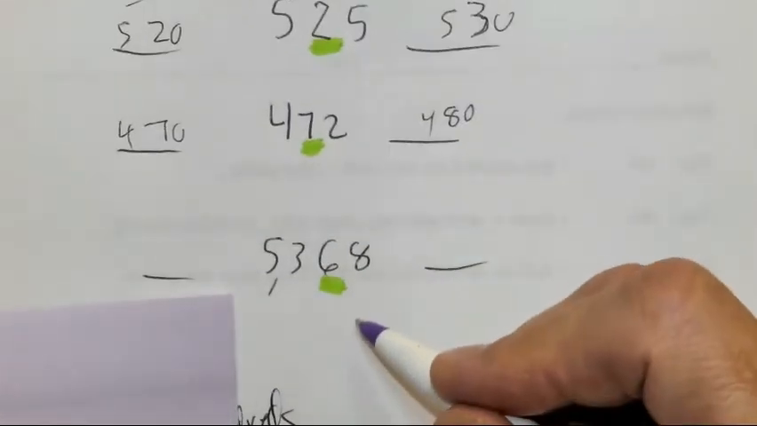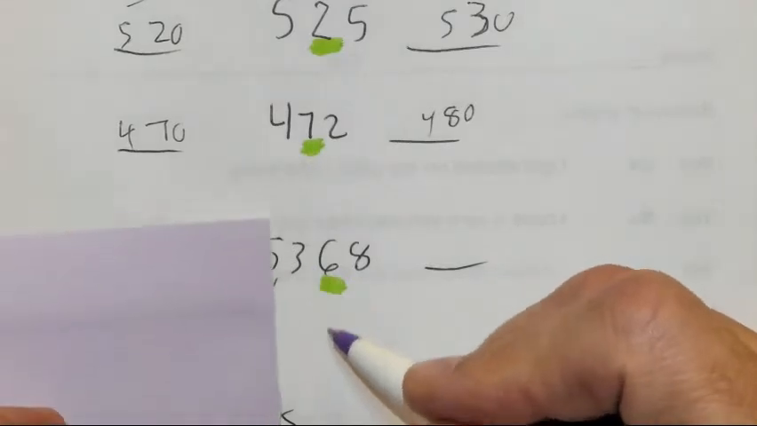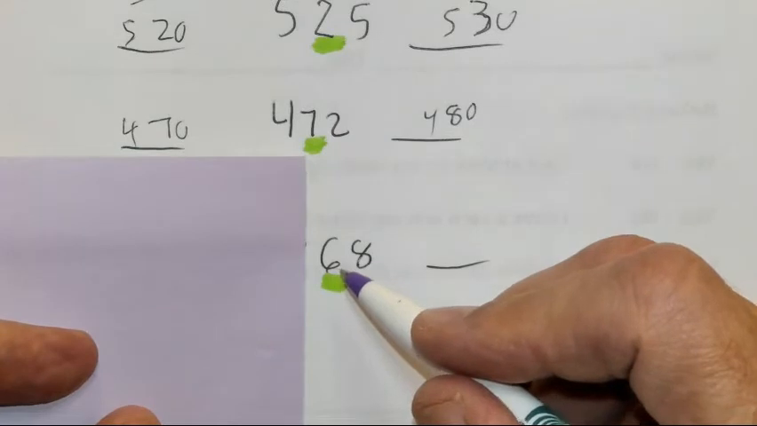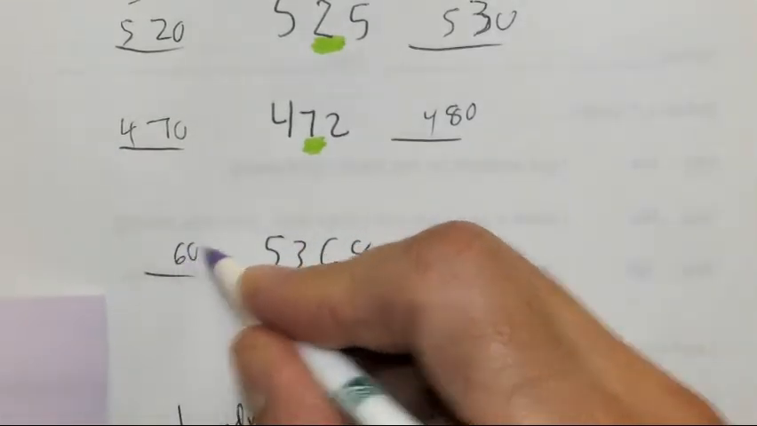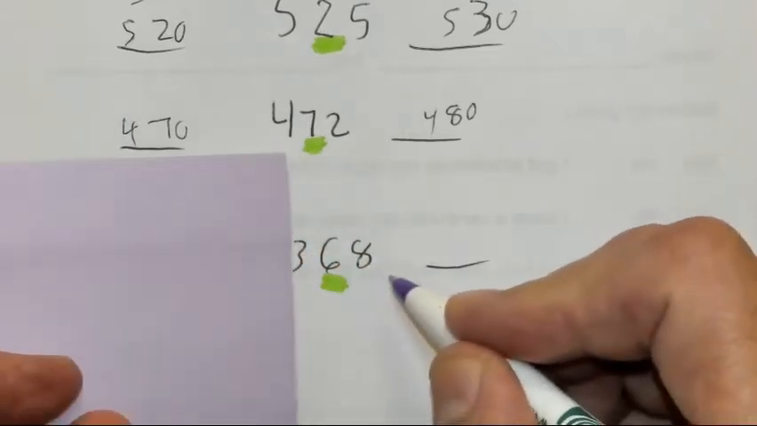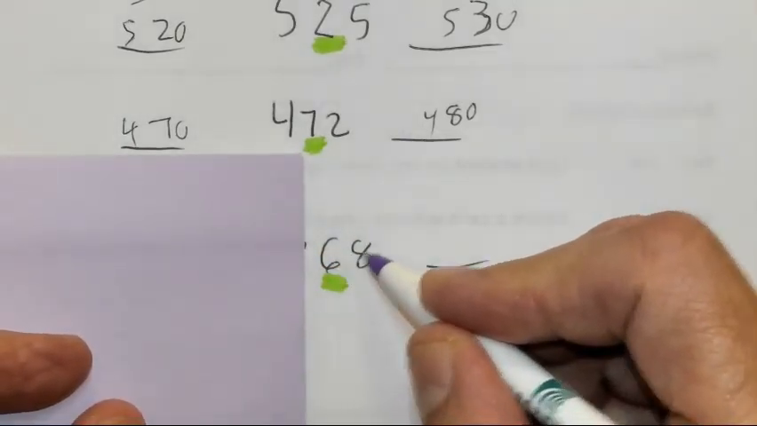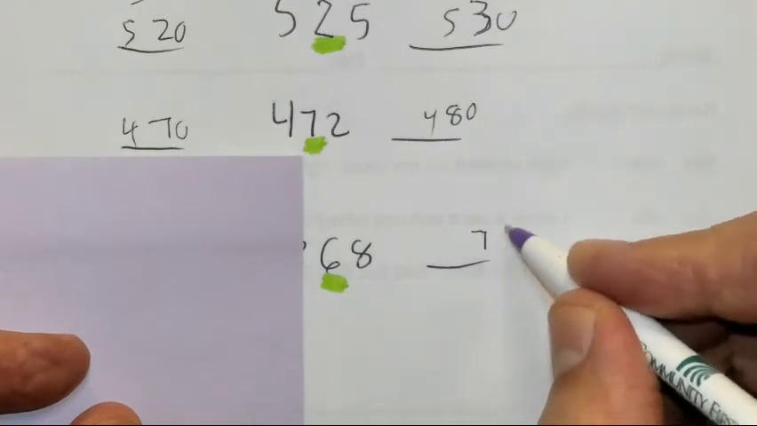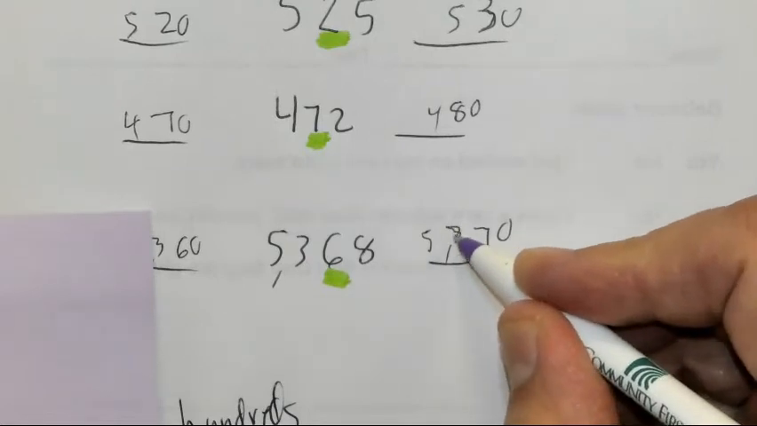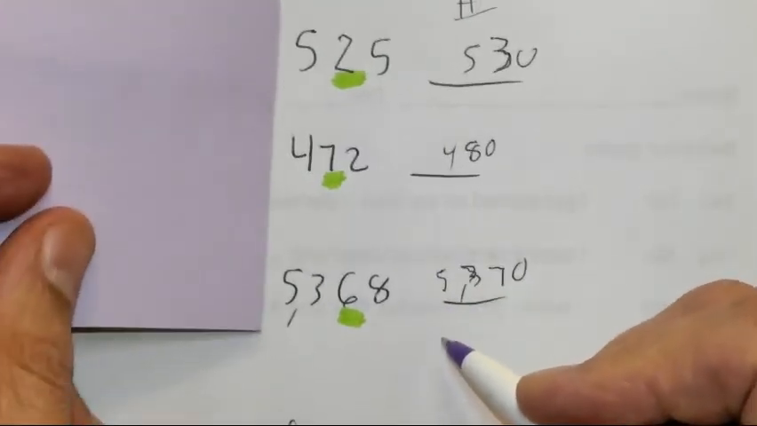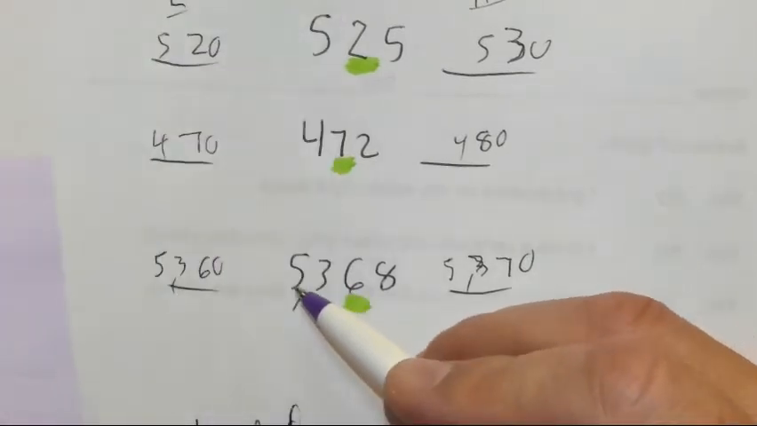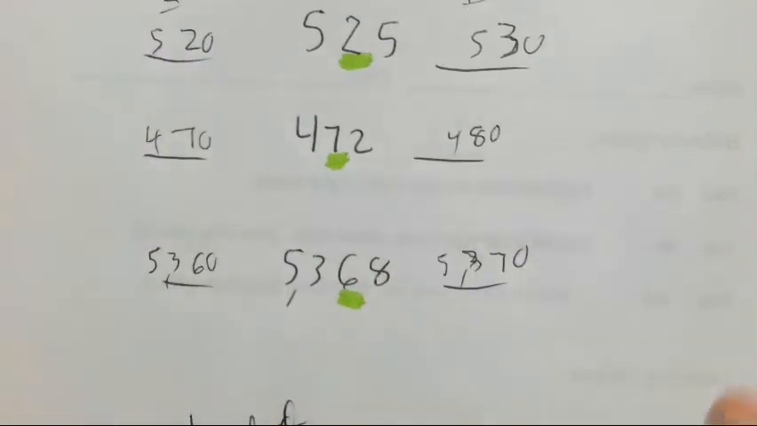Now this one, 5,368. We can forget about those digits for now and say, okay, 68, that's easy. The low 10 is 60, and that's 5,360. And the high 10 above 60, the next 10 in line, is 70, 5,370. So if you cover up that extra digit or extra digits, the hundreds, the thousands, it's easier.